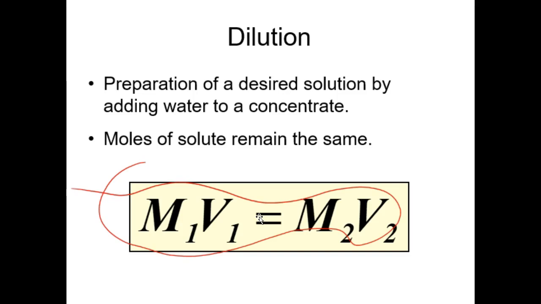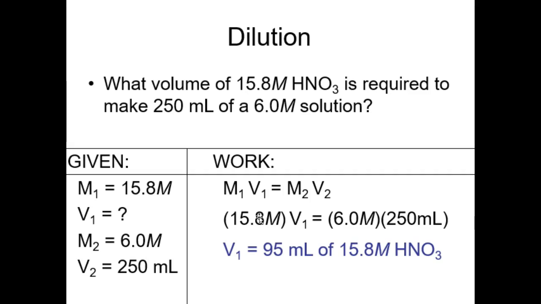Okay, so let's take a look at a problem. This is a problem that you would possibly see on a test or in the lab. It says, what volume of 15.8 molar solution of HNO3 is required to make 250 milliliters of a 6 molar solution? The moles aren't going to change. We're still going to have the same amount of solute in there. We just want to know, is it going to be diluted or more concentrated? So what you would do is circle what's given.